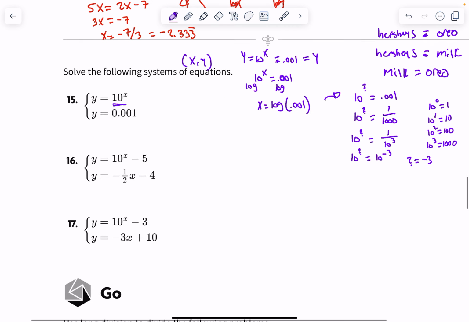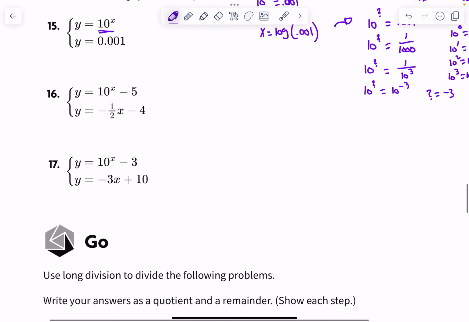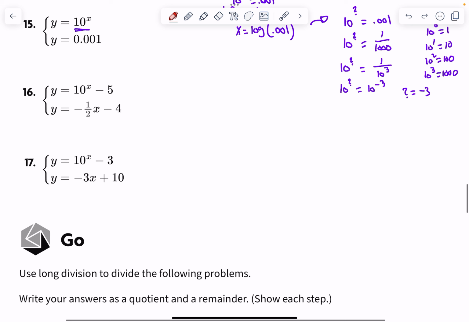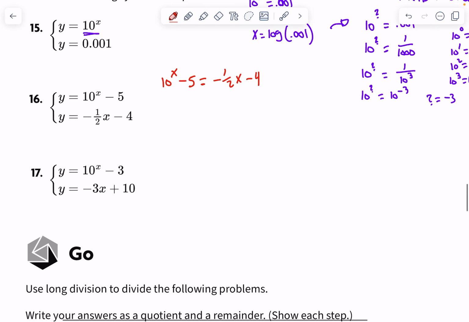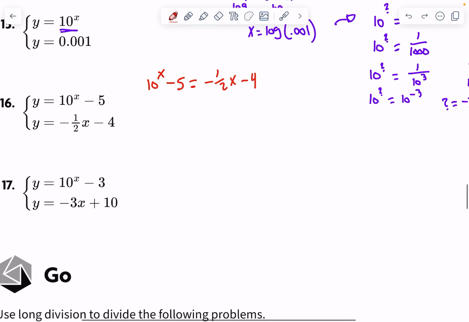Okay, 16. So same concept here. I have y is equal to this function, and then y is equal to this, okay? So I'm going to set them equal to each other first. That's my first instinct. 10 to the x minus 5 is equal to negative 1 half x minus 4. Now, what is going on? We're a little bit on uncharted territory. We haven't really done this on these problems before. We've been solving pretty directly, but this is going to throw a curveball at us. Let's just solve.